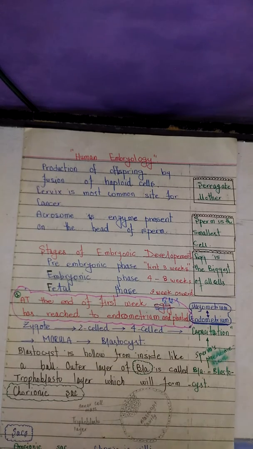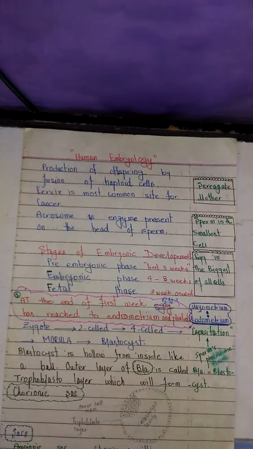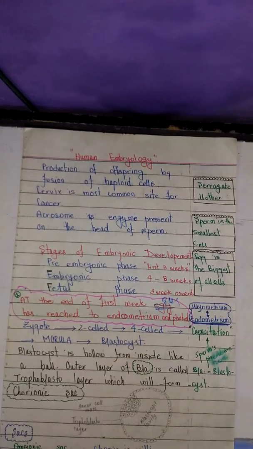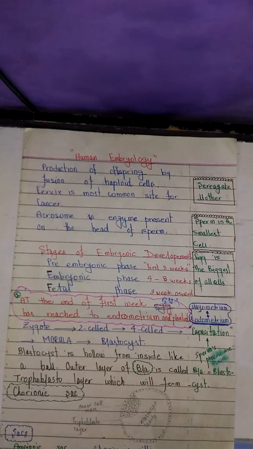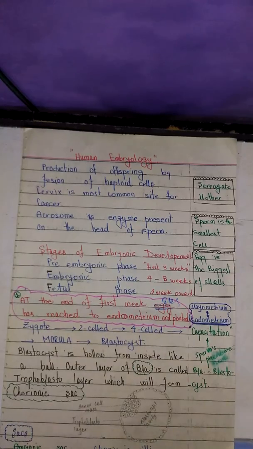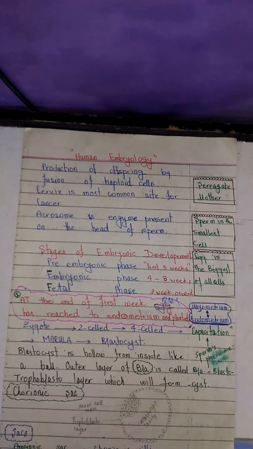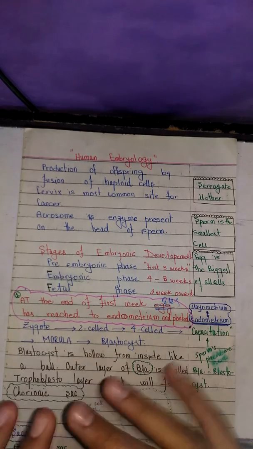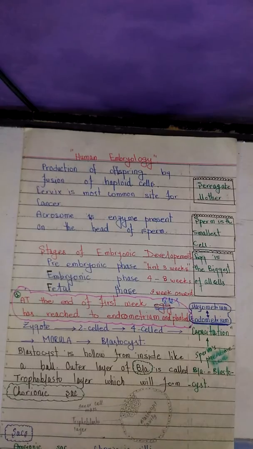The second phase is the embryonic phase. It starts from the fourth week and goes up to the eighth week. So there are 5 weeks: 4, 5, 6, 7, and 8. The next phase is the fetal phase. In that, the fetus develops, and it starts from the ninth week onward until the birth of a child. So we will discuss all these phases one by one. Let's start with the pre-embryonic phase.